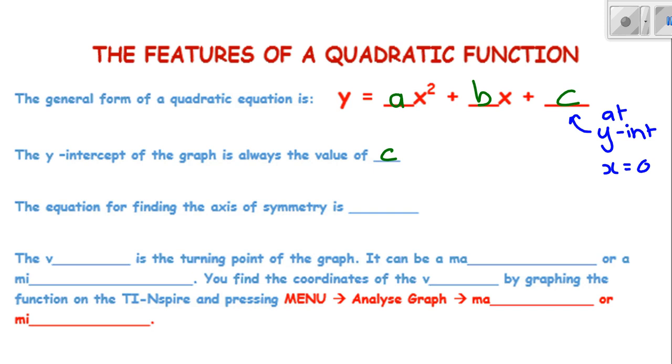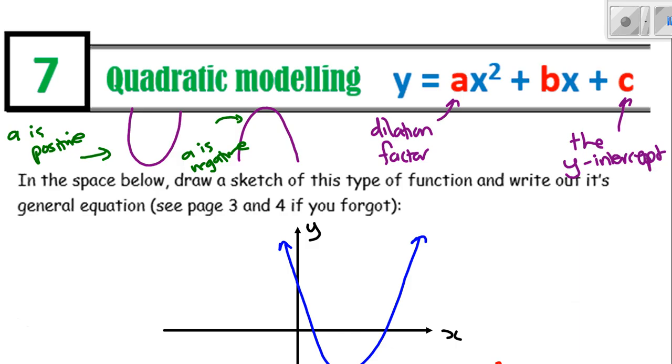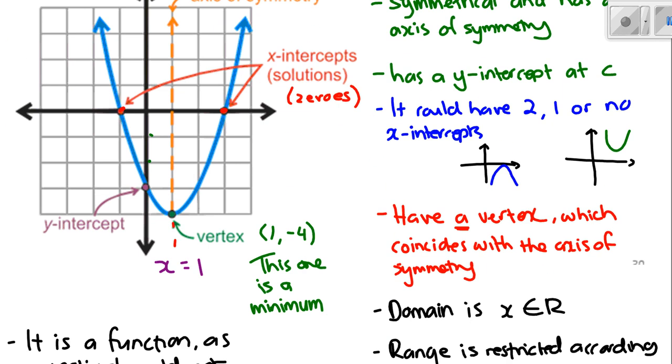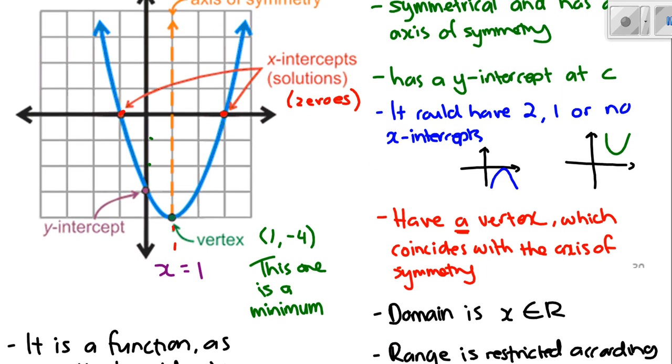The equation for finding the axis of symmetry is, now you might not realize this, but from the previous example, a quick way to do it is to take the average of the two x-intercepts, and you'll get the coordinate of the axis of symmetry, because the axis of symmetry is right in between the two x-intercepts. So this x-intercept is -1, this one on the right is 3, -1 plus 3 is 2, 2 divided by 2 is 1. That's a shortcut for finding it.